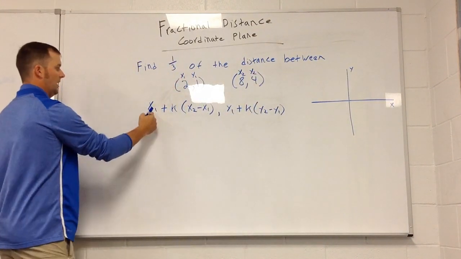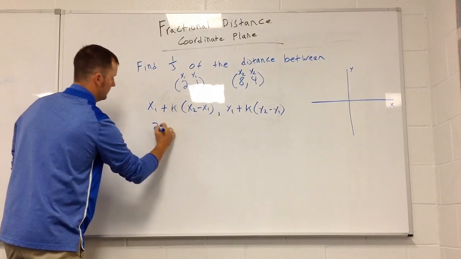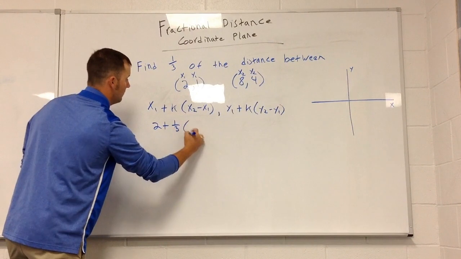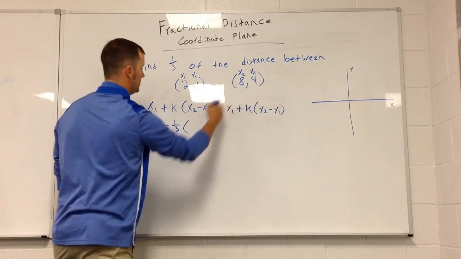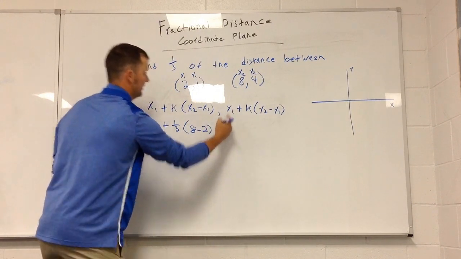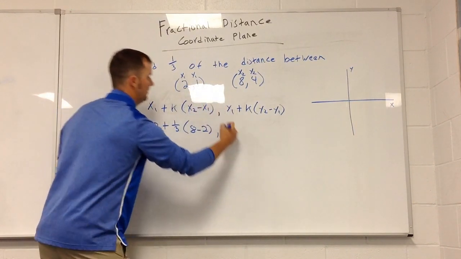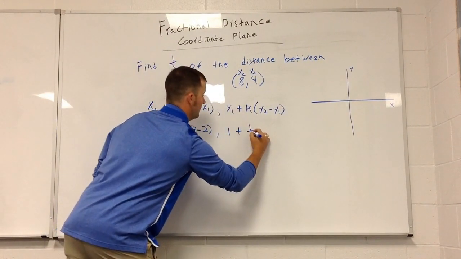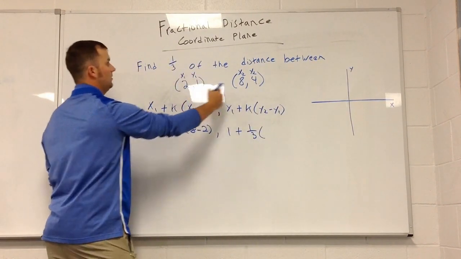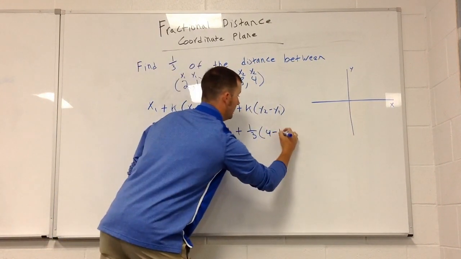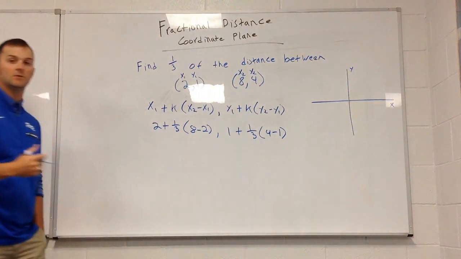So here we go. x1 is 2. My k is the fraction of that line I want, 1/3. x2 is 8, x1 is 2. Same thing with the y's. y1 is 1, the k is 1/3, y2 is going to be 4, minus y1, which is 1. Then literally all I have to do is solve it out.